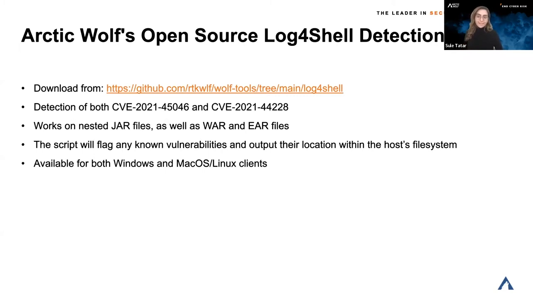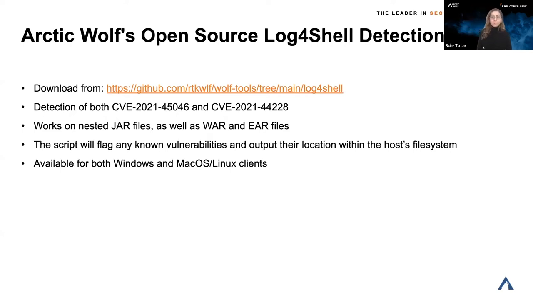Arctic Wolf successfully deployed detection to Arctic Wolf's customer community. And then on December 17, we made Log4Shell deep scanning publicly available on GitHub. Log4Shell deep scanning enables detection of both CVE-2021-45046, as well as the previous vulnerability, CVE-2021-44228, within nested jar files, as well as the war and ear files.